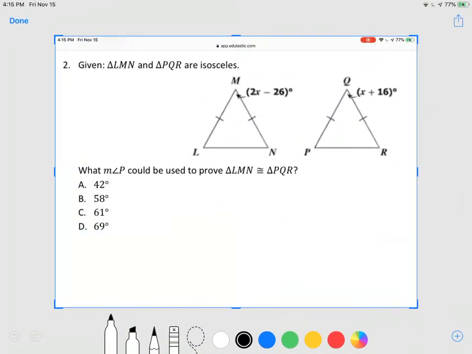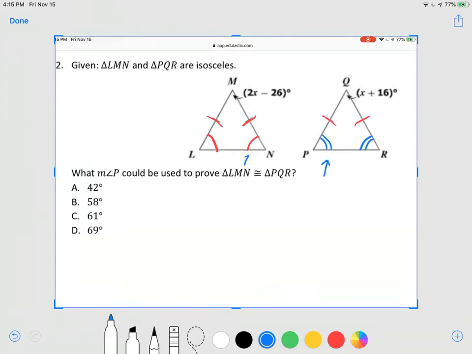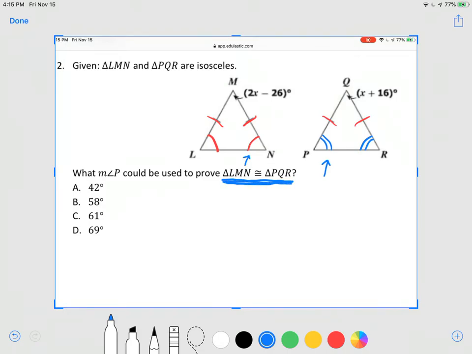So this one says triangle LMN and PQR are isosceles. And since they're showing us that this side is the same as this side and this side is the same as this side, then we can conclude that angle L is the same as angle N and angle P is the same as angle R. Notice that I used 2 arcs instead of 1 arc. That's because although at the end we're going to assume they're congruent, we're not given that information at the beginning.